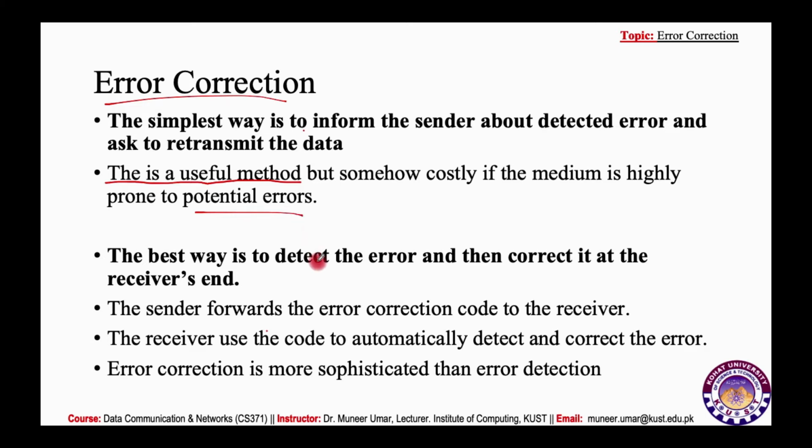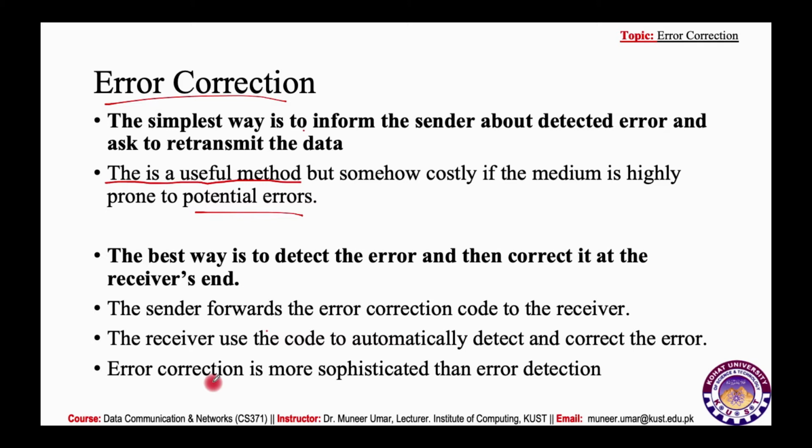Then the best way is to detect the error and correct it at the receiver's end without informing the sender. The sender forwards the error correction code to the receiver along with the data. It is just like error detection, as we saw that with data some additional bits were sent for the detection of errors. In the same manner, for error correction some additional bits or data is appended with the original data and transmitted towards the receiver. The receiver uses that additional data or code to automatically detect and correct the error.